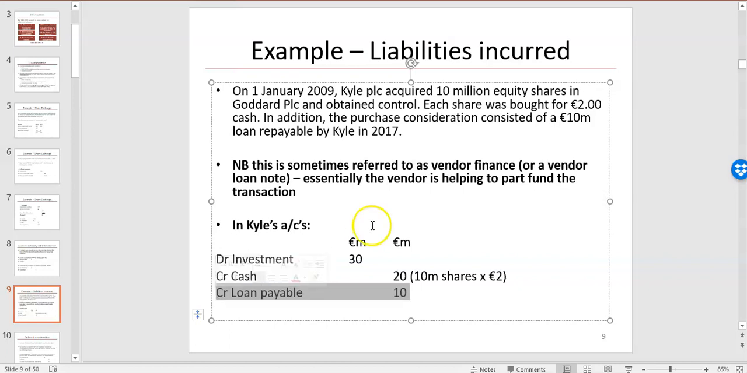Right? So watch for that. In Kyle's accounts, they are the parent, they are the acquirer. They've made an investment of 30, part financed through bank or cash, paying €2 per share, and part financed through a loan.